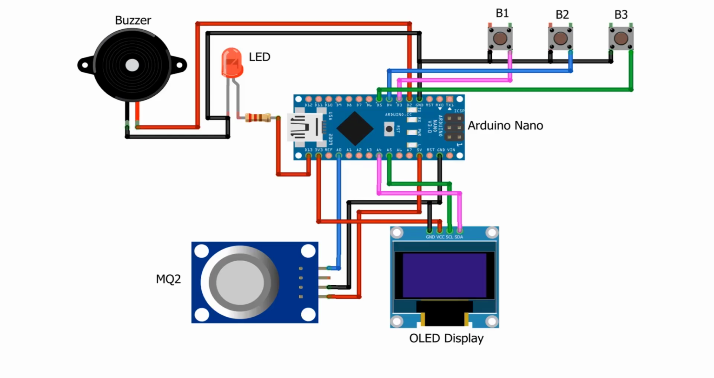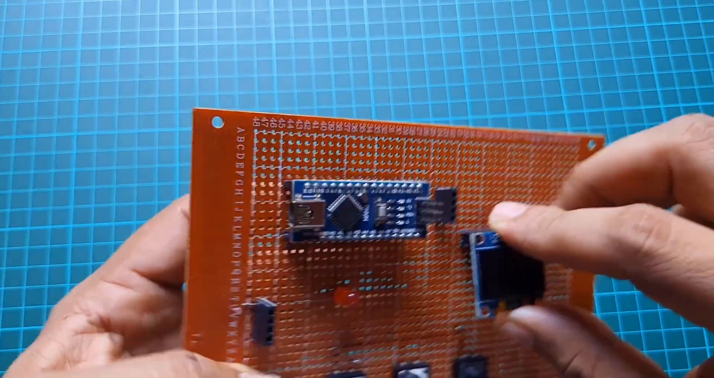After that, I connected an LED anode pin to D13 pin of Arduino and its cathode pin to ground. Now, I connected the buzzer positive pin to D2 pin of the Arduino and its negative pin to ground pin. Lastly, I have connected 3 push buttons to the D3, D4 and D5 pins of the Arduino where all other pins are connected to the ground.